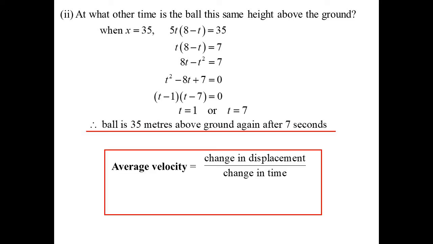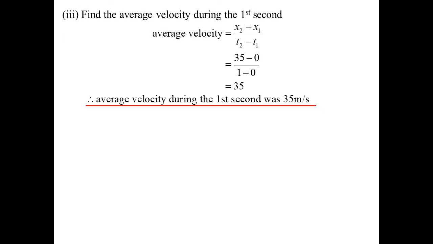Average velocity. So that's the secant. Change in displacement over change in time, just like the slope formula, (x2 - x1) over (t2 - t1). Find the average velocity during the first second. After 1 second, it was 35 metres above the ground, and it started at 0. So we end up with 35 metres per second.